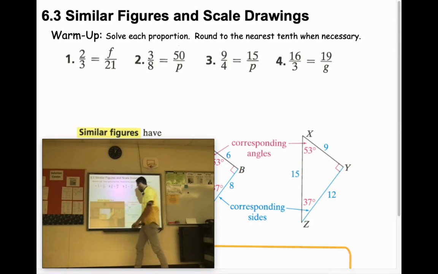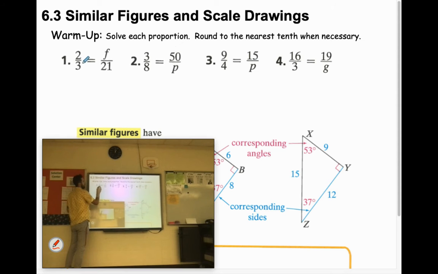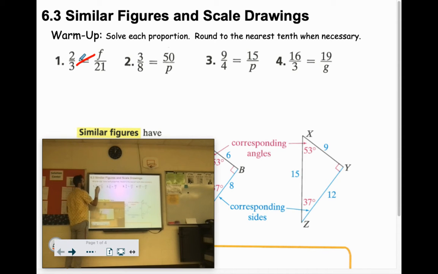We'll warm it up. We'll solve the proportions here. So if we cross multiply, we have 3f equals 2 times 21 is 42. We're going to have to divide that by 3, which gives us f equals 14.